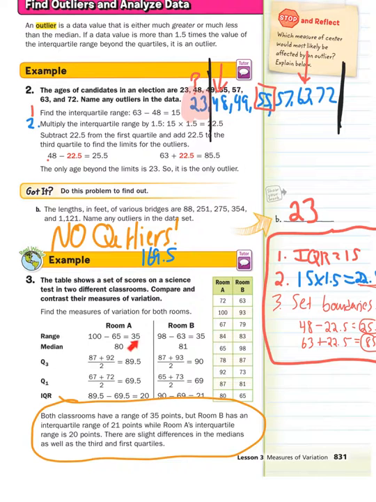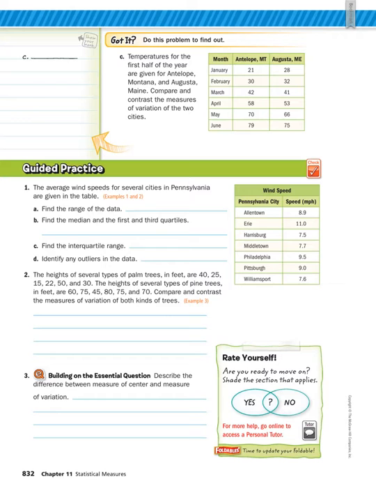So they found all the measures of variation of room A and room B and then wrote about it. That's all you're doing in example 3. Now go on to the next page and you're going to do problem C. Find the 5 things for Antelope, Montana, the 5 things for Augusta, Maine, and then write a short paragraph about them. This one's going to take you about 5 minutes, guys. So give it your best shot. Restart the video when you're done.